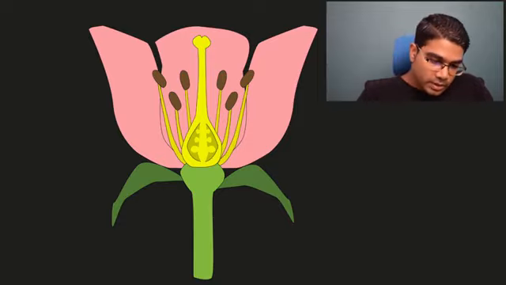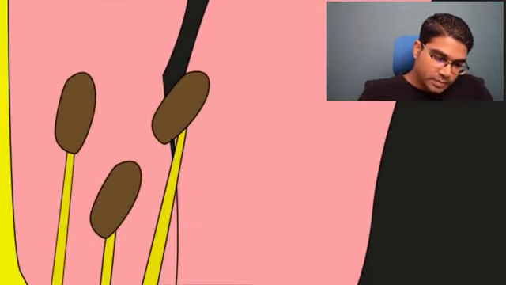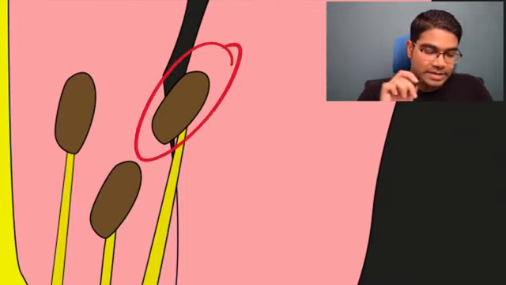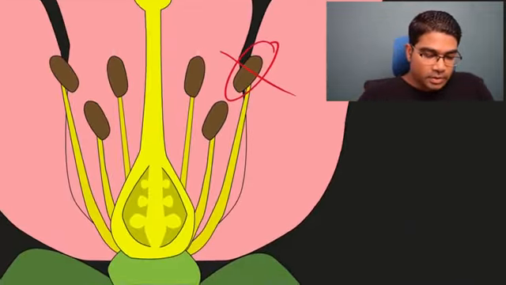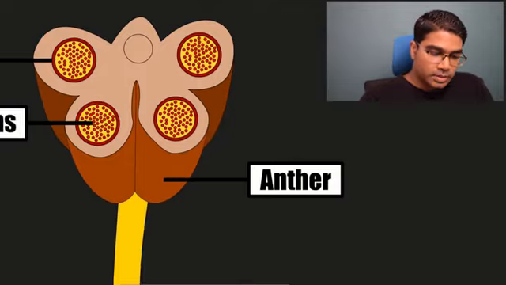So first, let's look at the development of the pollen grain. Now, where are the pollen grains located? They are located in this part here. This part is known as the anther. So when we cut the anther this way and we look at the cross section of the anther, this is what it will look like. This is what we have.